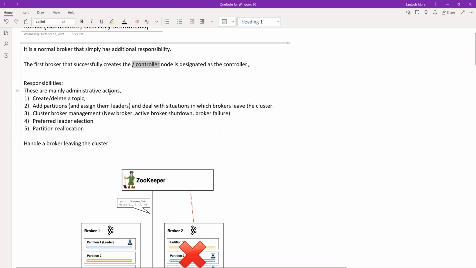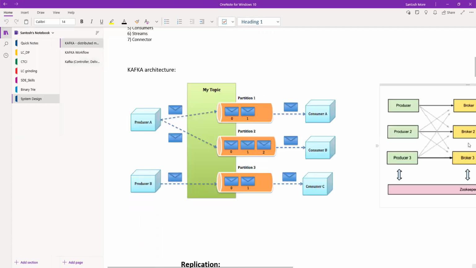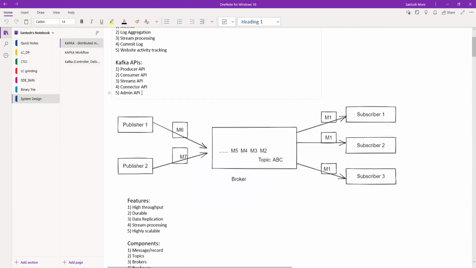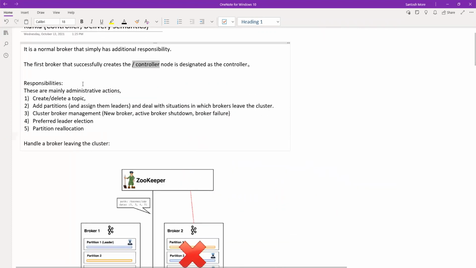And we also saw in the APIs that there's an admin API. Okay, so if I go back here quickly, it will have this admin API. This is the last API that we were discussing earlier. This admin API is all related to the controller broker.